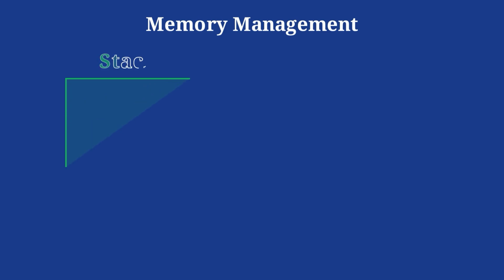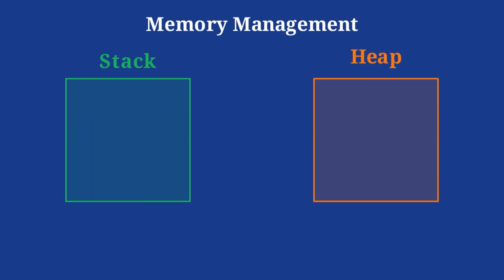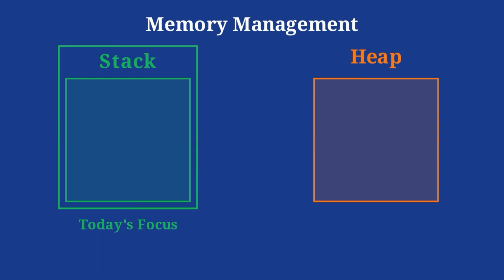For most programming languages, memory is primarily divided into two key regions, the stack and the heap. These two regions serve very different purposes, and understanding how they work is fundamental to writing efficient and bug-free code. Today, our focus is entirely on the first one, the stack. So, what is the stack?